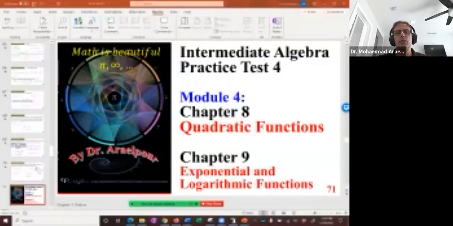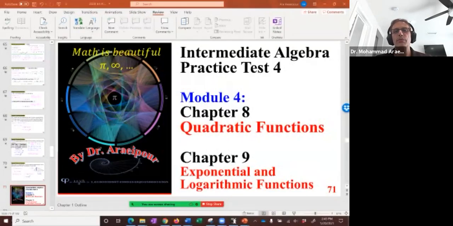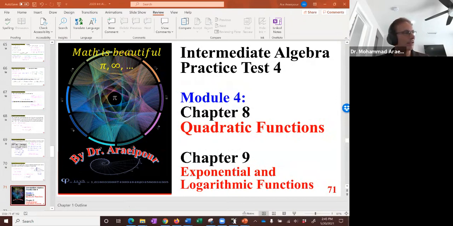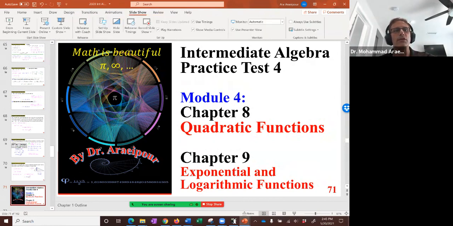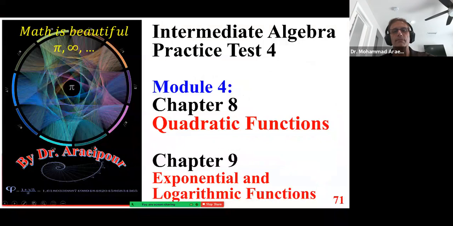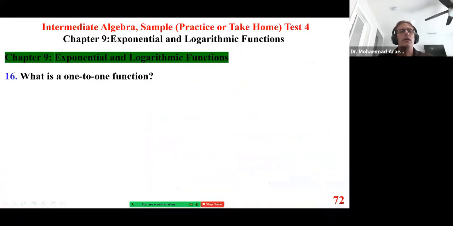Good afternoon, class. We are looking at intermediate algebra, practice test 4, module 4, chapters 8 and 9. Chapter 8 was covered. We are looking at chapter 9, exponential and logarithmic functions.